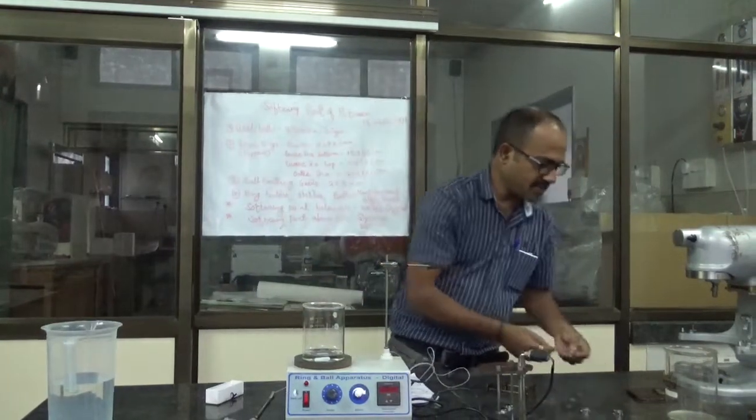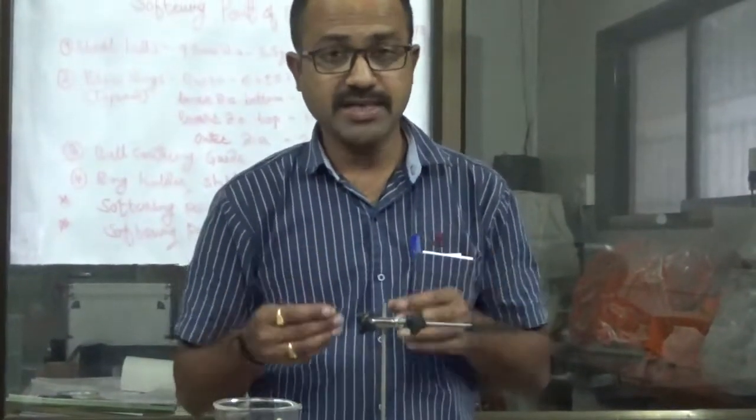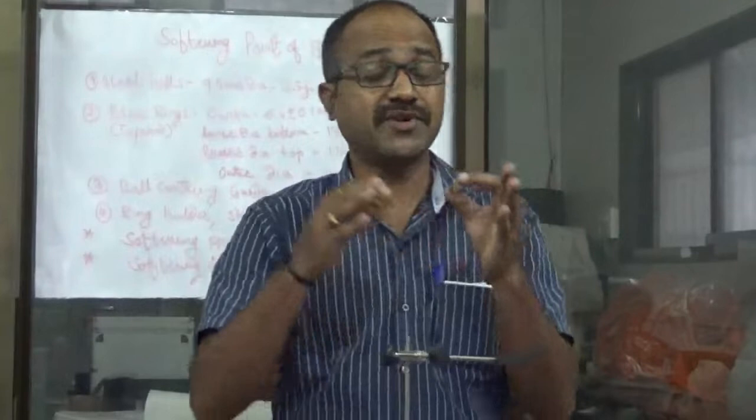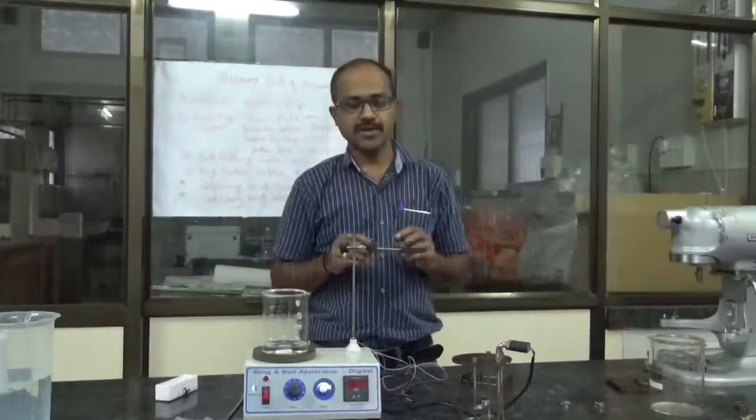First step is to melt your bitumen, the sample which you are going to test. Melt that bitumen sample from 75 degree to 100 degree centigrade and continuously stir it, so that we can remove the air bubbles from the system.